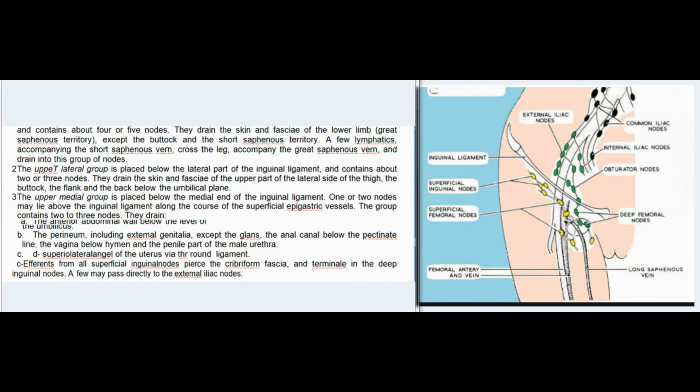3. The upper medial group is placed below the medial end of the inguinal ligament. 1 or 2 nodes may lie above the inguinal ligament along the course of the superficial epigastric vessels. The group contains 2 to 3 nodes.